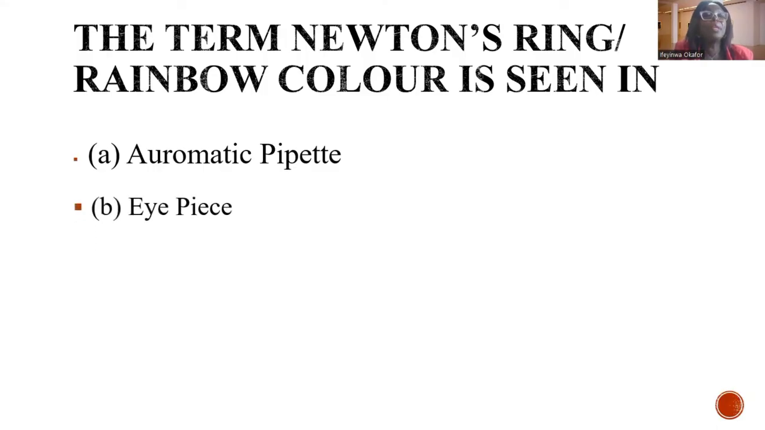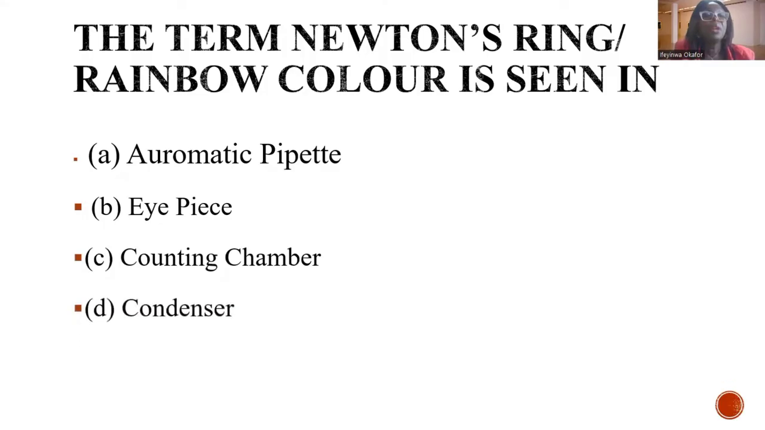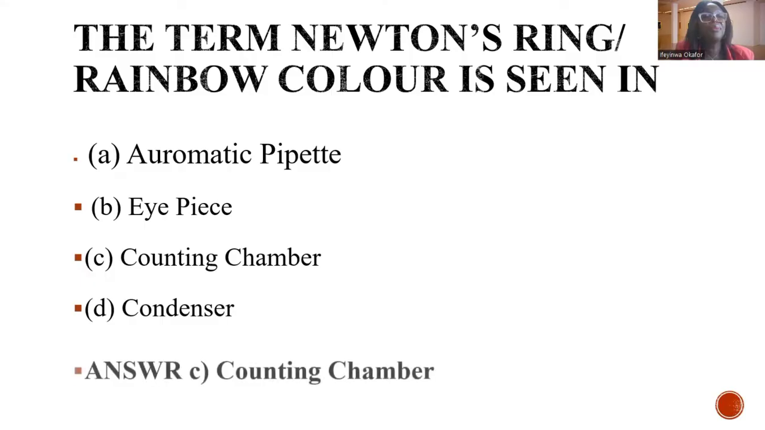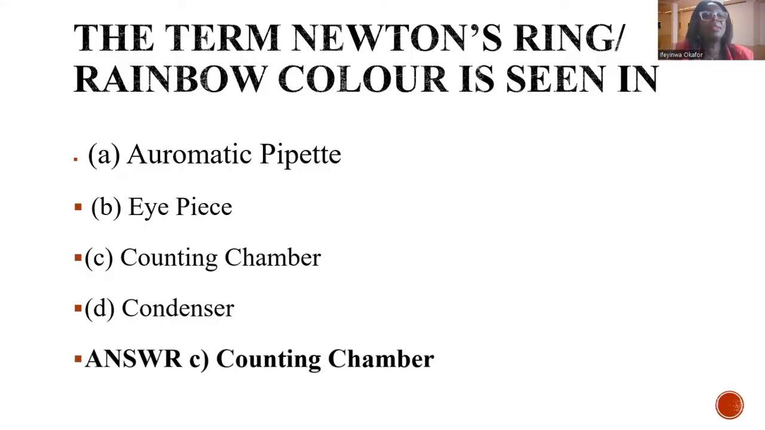The term Newton's ring or rainbow color is seen in: A, aromatic pipettes, B, eyepiece, C, counting chamber, D, condenser. Answer, C, counting chamber.